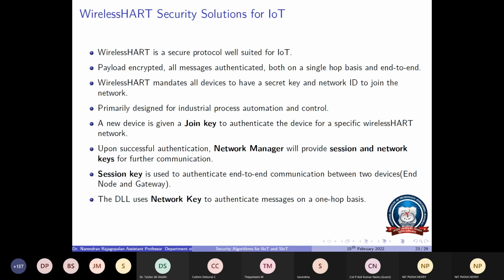Then we have WirelessHART. This is basically a network and data link layer security solution. WirelessHART is a secure protocol suited for IoT. Payload is encrypted and all messages are authenticated, whether it is a single hop message or an end to end message. As per the standards of WirelessHART, all devices should have a secret key and a network ID. Only if a node has a secret key and a network ID can it join a network. So during the setup phase itself, these parameters are set.